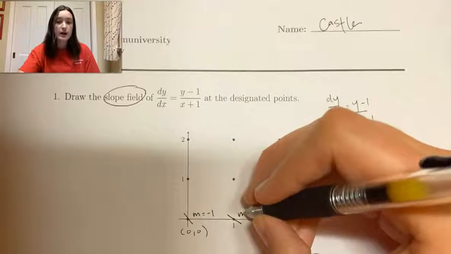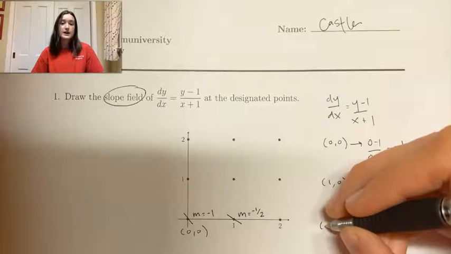Notice that when I drew it, I made it a little less steep than the first one. Just remember that the bigger the slope, the steeper the line. So since my slope is less than -1, the line is going to be a little less steep.